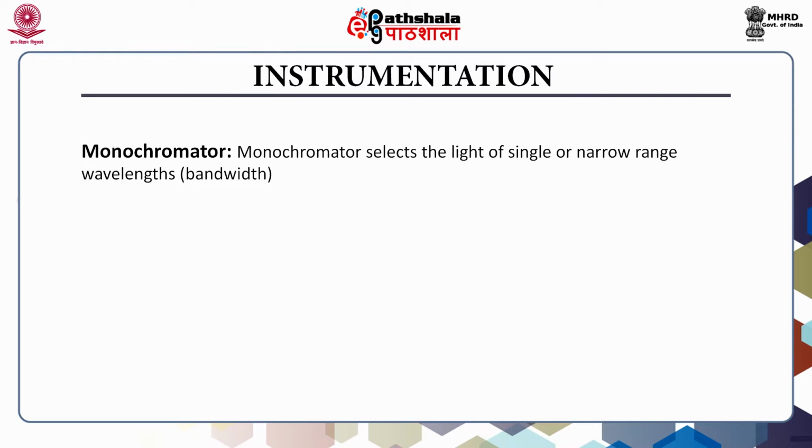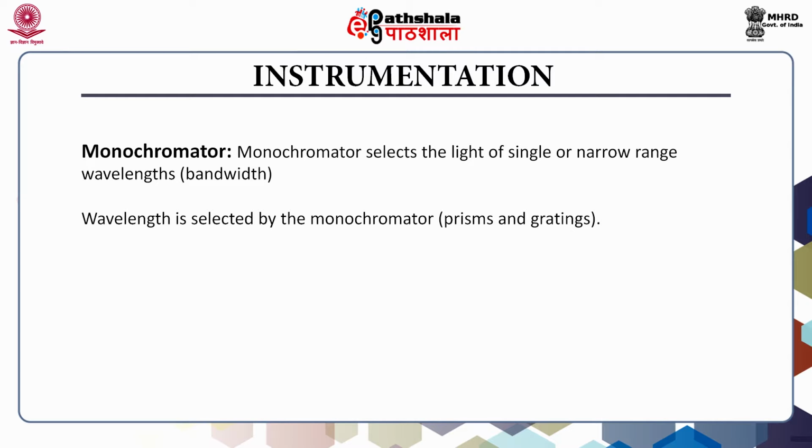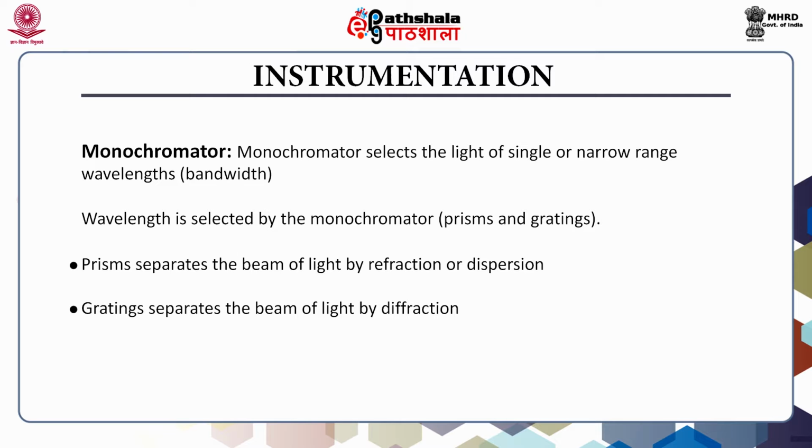Monochromatic light refers to light of a single color or single wavelength or a narrow band of wavelengths. Monochromator is an optical instrument which selects light of a single or narrow range of wavelengths from the wide range of wavelengths emitted from a light source. Wavelength is selected by monochromators such as prisms or gratings. Prism separates the beam of light into its components by the phenomenon of refraction or dispersion, whereas gratings do this by the phenomenon of diffraction. The resolution is greater from gratings than from prisms.